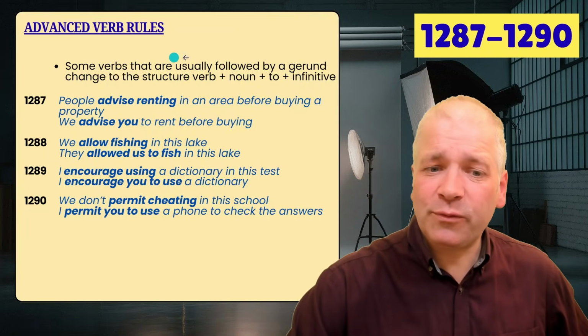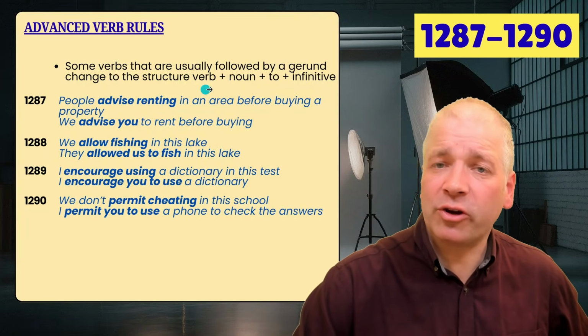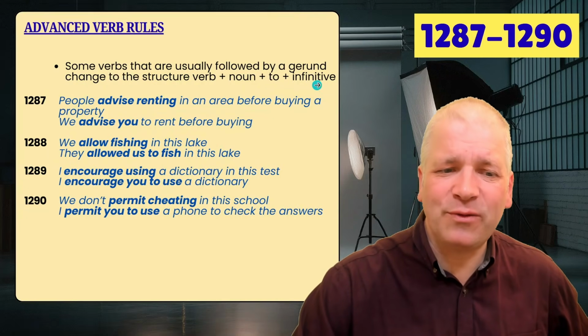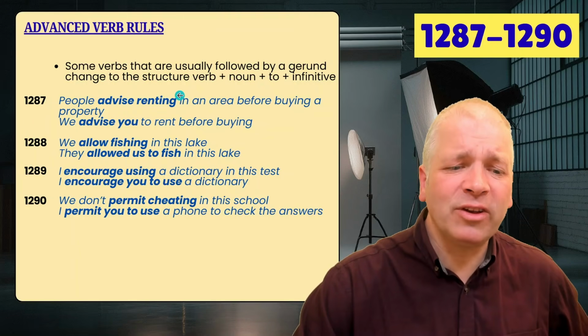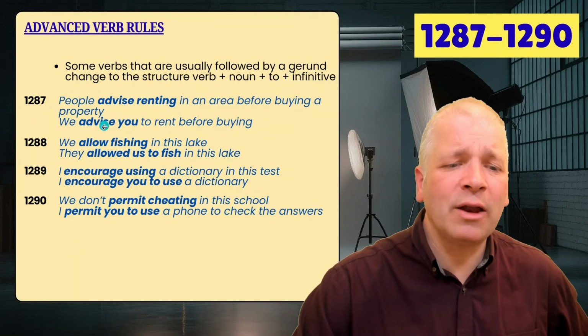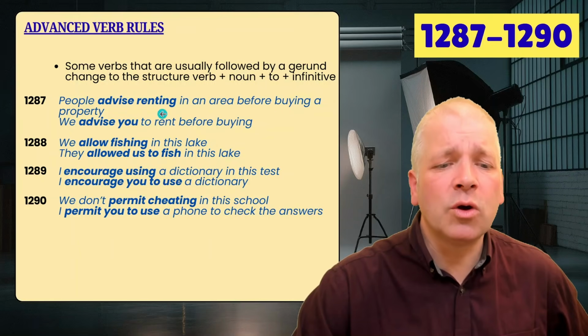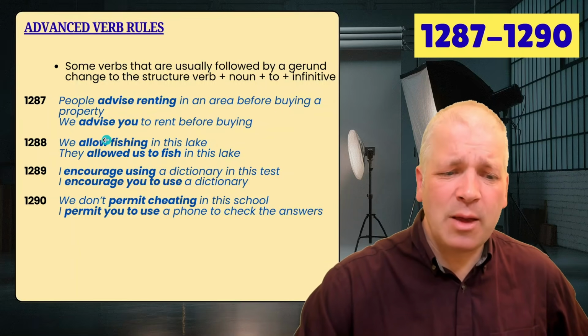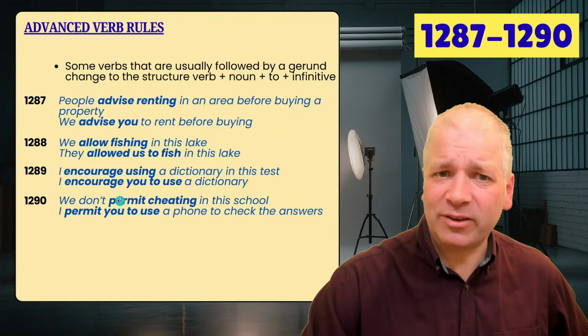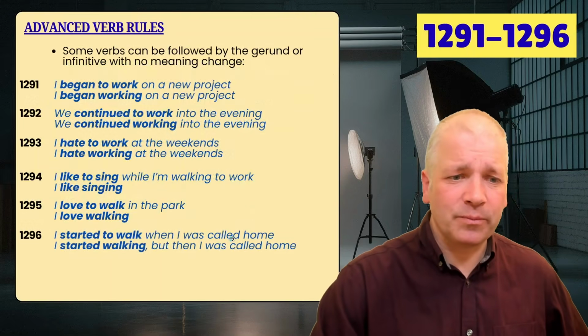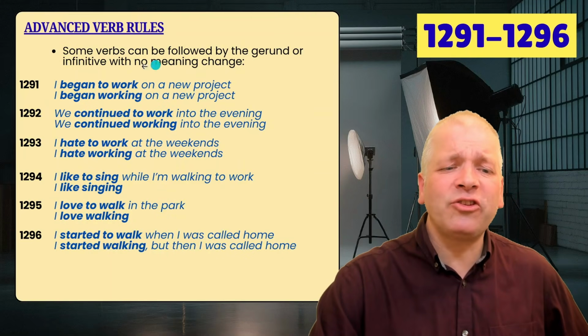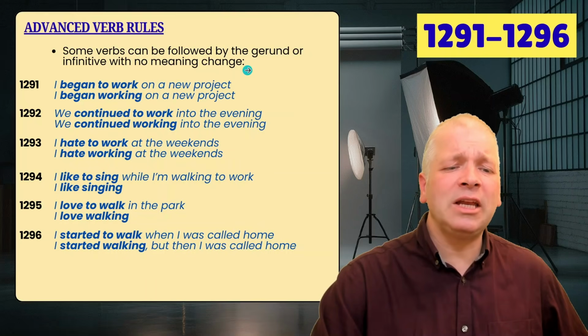Some verbs that are usually followed by a gerund change to the structure verb plus noun plus to plus infinitive. People advise renting. Well, this can become we advise you to rent. And it's the same with allow, encourage, and permit in all of these examples.